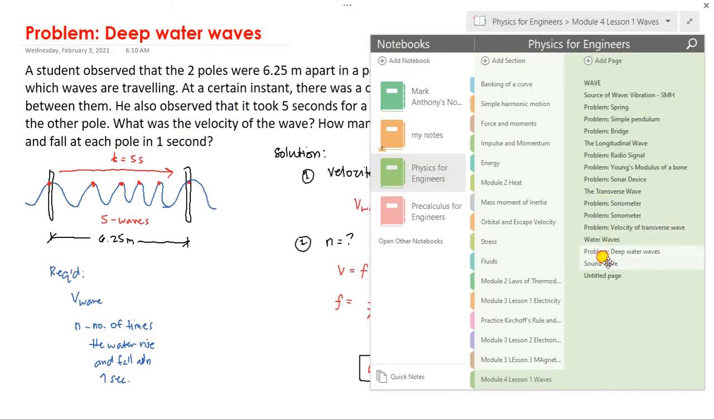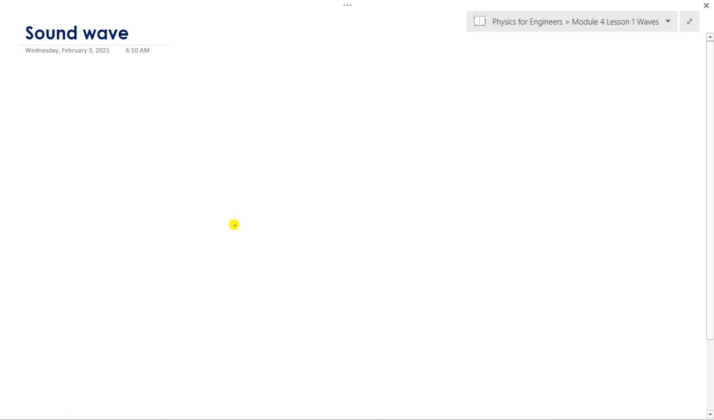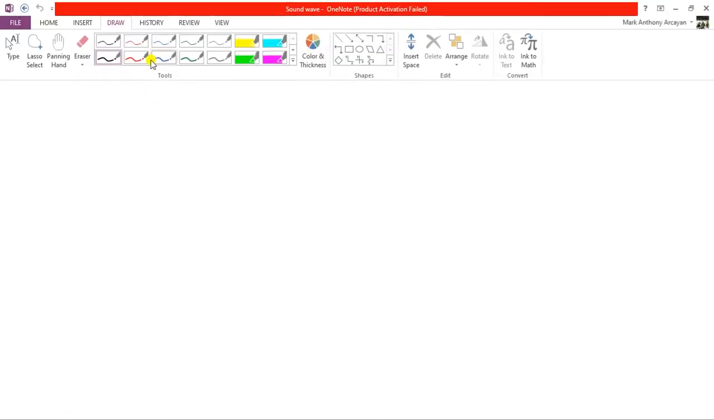Okay, so let's proceed to the next. So the sound wave. Kaning sound wave, again, this is a longitudinal wave. So therefore mag-need siya og medium para mo-travel siya. So that's why I have told you earlier nga ang sound wave di siya mo-travel sa vacuum. Kung naka-vacuum, wala kay mabatian.